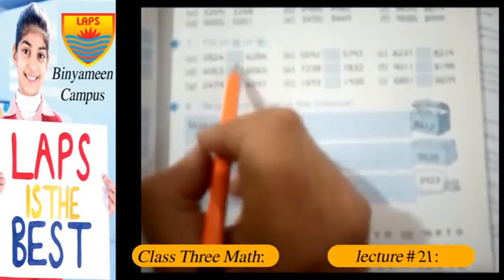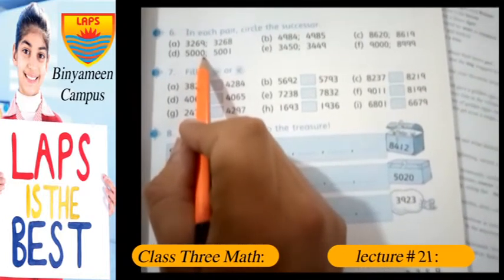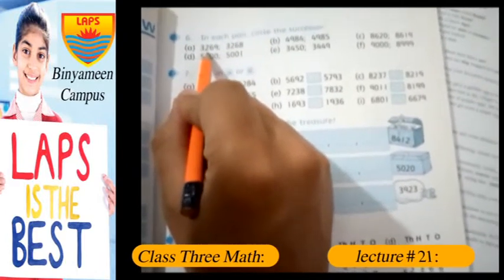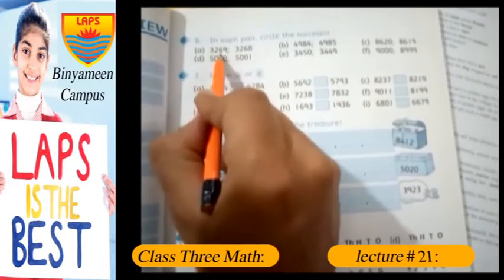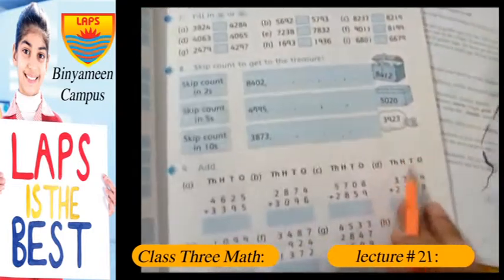We have to determine which one in each pair is the successor, and circle the successor. If we look at the first one here, it says 3269 and 3268, so this one is the successor of this number, so it will be circled.